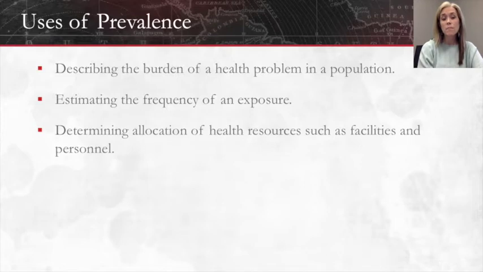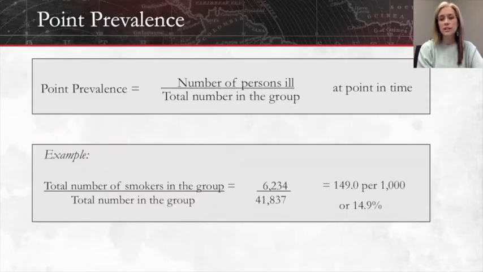And then finally, prevalence is used often in determining allocation of health resources, such as facilities or personnel. When healthcare administrators are trying to determine workload, then they use prevalence measures in order to plan what needs are happening in the community. So just to show you the formula, and this is not a formula that you should memorize because ultimately once you understand the definition, then the formula comes with it.